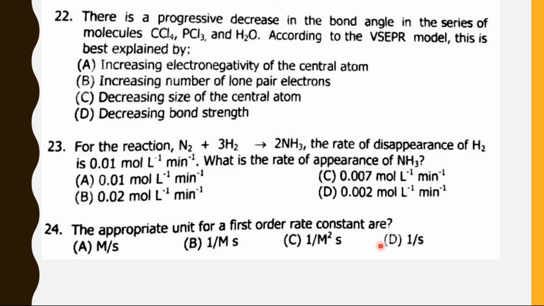When s is the unit of time, which is second, that means the rate constant unit for the first order reaction is per second. So the answer is D for question number 24.